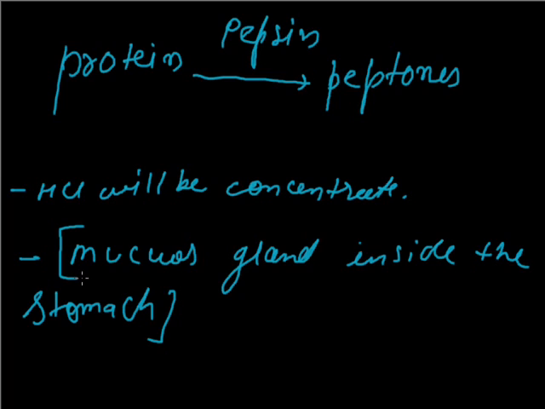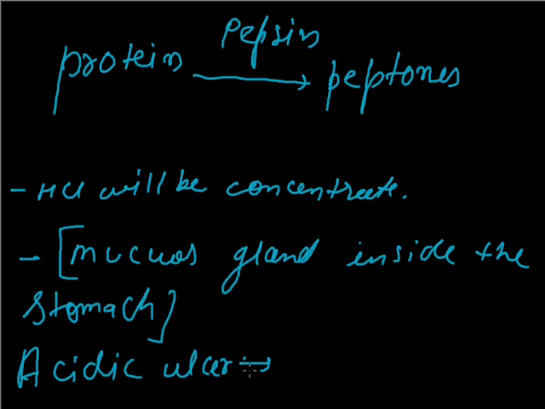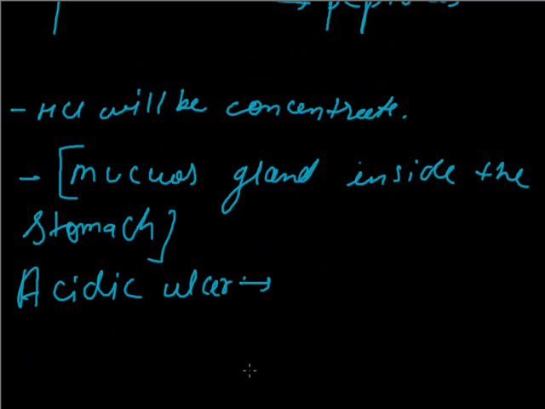There is one disease which I am mentioning here, the acidic ulcer. This is a kind of disease in which the body is not capable of forming a mucus layer inside the stomach. So we can simply say that during an acidic ulcer, the body will not be able to make the mucus layer over the surface of the stomach, and this is caused by Helicobacter pylori.